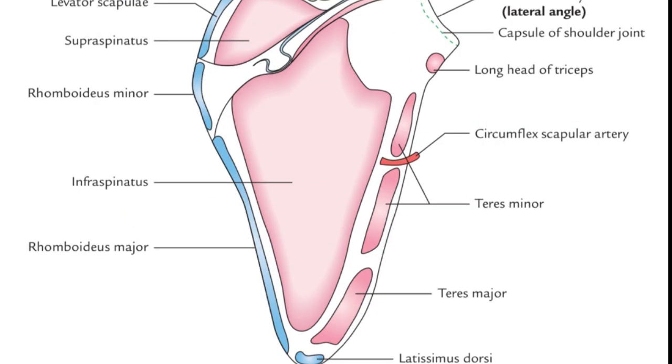The teres minor originates above in the lateral border, while the teres major originates below, but both of them originate in the lateral border of the scapula. One thing you have to understand is that the teres minor is divided by the circumflex scapular artery. Don't forget the circumflex scapular artery, which passes through what we call the upper triangular space. So go watch my video on the triangular spaces.